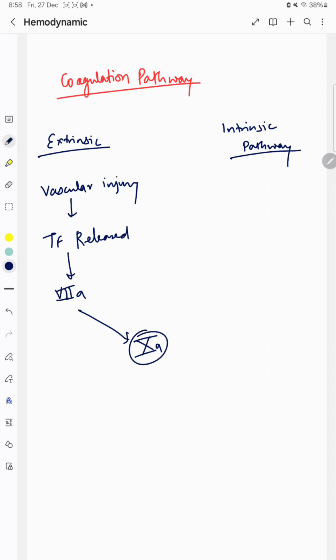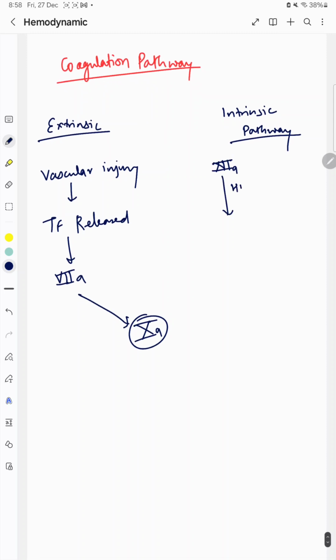In the intrinsic pathway, activated factor 12, with the help of high molecular weight kininogen and pre-kallikrein, activates factor 11, which activates factor 9. Factor 9a, with the help of activated factor 8 and one cofactor, activates factor 10.